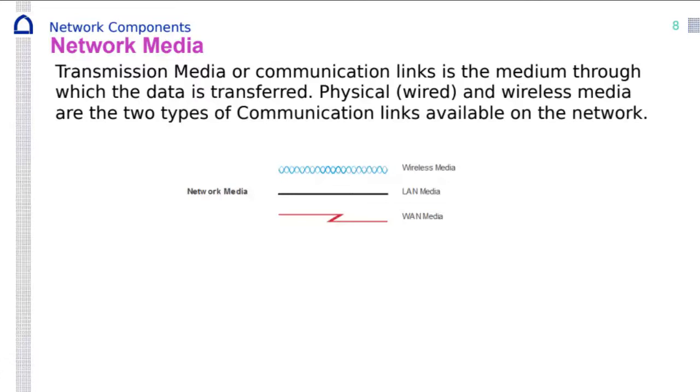Network media can be cable or can be wireless. It is transmission media or communication links, the medium through which the data is transferred. It can be physical or wired, or it can be wireless. So these are the two types: wireless and wired. If it's a LAN media, it is a solid line when we do your packet tracer exercise, inshallah. If it is a WAN link, then it's given this red line. You see this line? This is a WAN link.